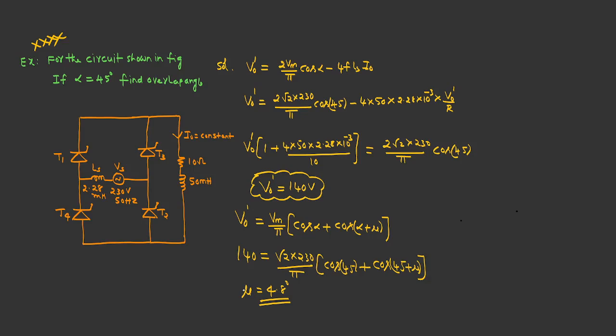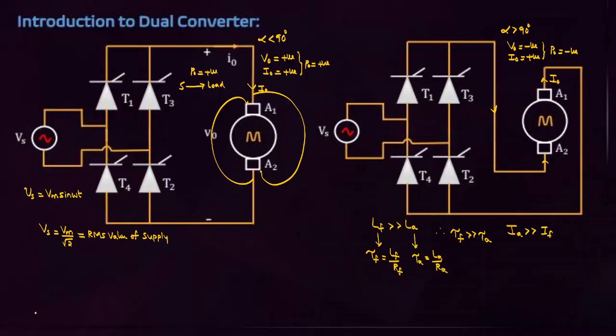Here it is asking what is the overlap angle? The overlap angle mu equal to 4.8 degrees we are getting in this problem. These are the different models of questions with respect to the source inductance concept. Then what is the effect of source inductance on full wave rectifier, that I explained. What is the effect of source inductance on half wave rectifier also, that I explained.